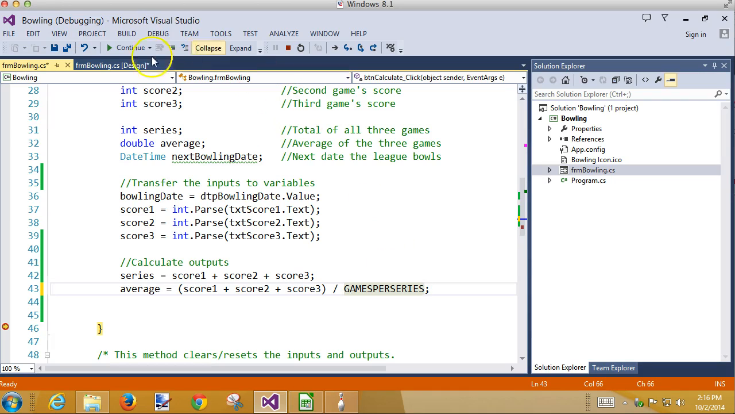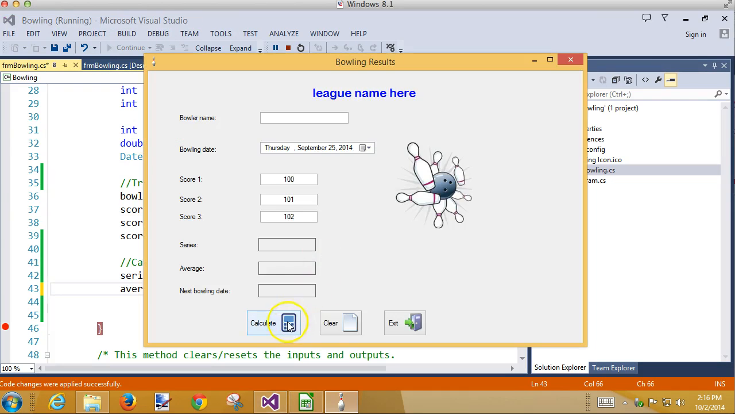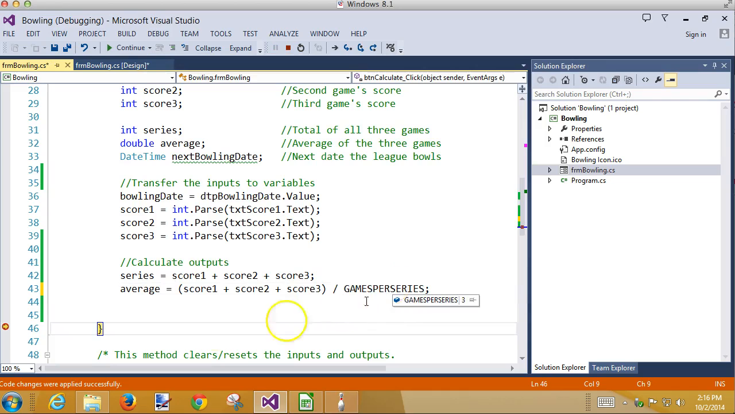I've changed my program. I really ought to notice it let me change it while I was running. That's weird. Why? Because I'm at the end of the method. Often it will not let you change while you're running, so now I can just say run again and calculate. Games per series is 3, average is still 101, we're good. Whenever you change your program, even the simplest changes, my advice is test. And that's why I type those numbers in, so I don't have to keep typing them in my input boxes all day long. Okay, so we did that.